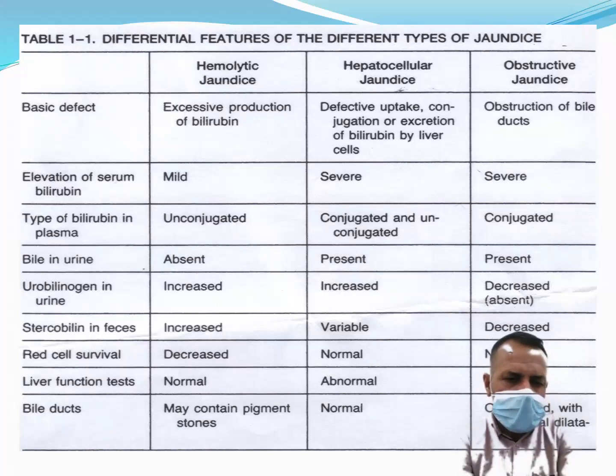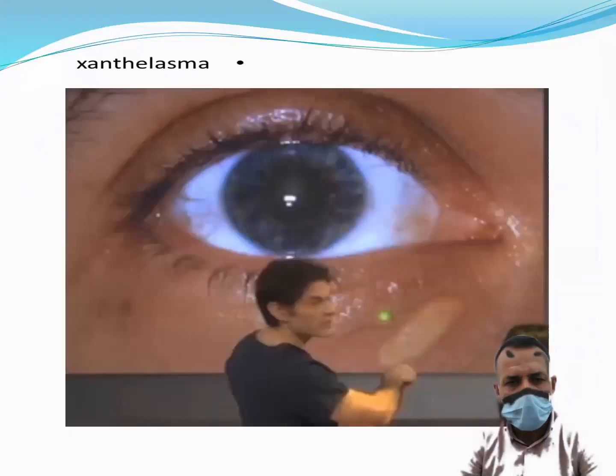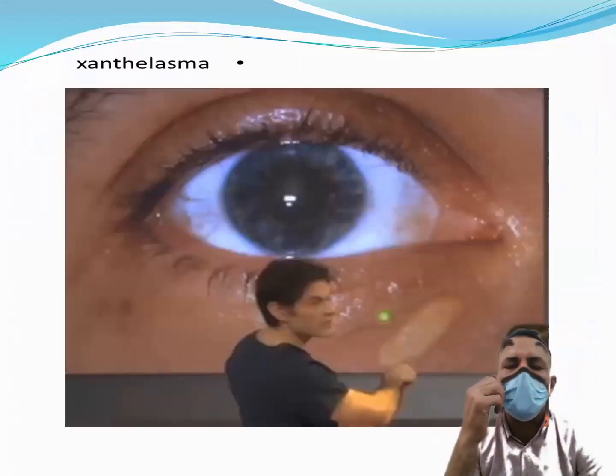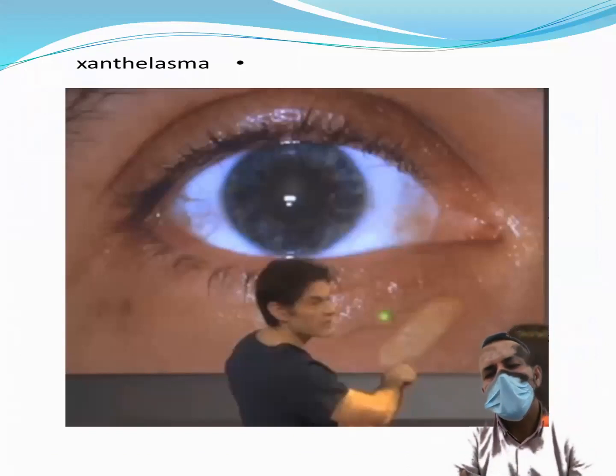Regarding all this talk that we discussed in the lecture, this is a summary of the lecture that differentiates between the different types of jaundice. This picture reveals xanthelasma. Xanthelasma is deposition of cholesterol around the eyes due to hypercholesterolemia and is a feature of obstructive jaundice.